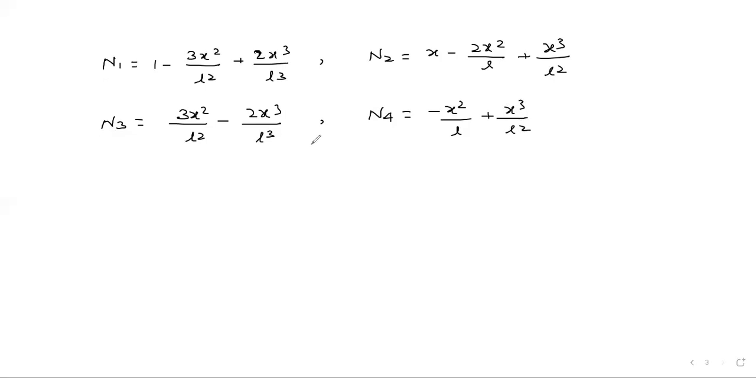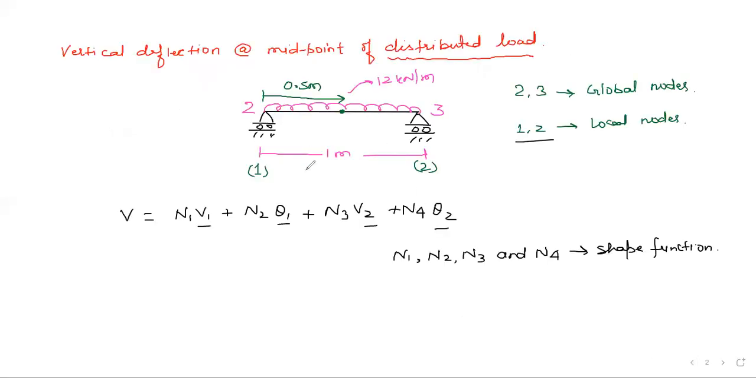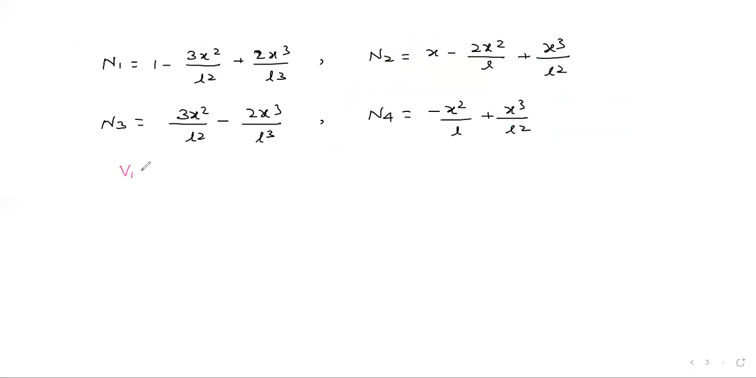Now we will apply the boundary conditions. What are they? We already know that V1 and V2 are 0, because there is no vertical displacement at node number 1 and node number 2. So V1 is equal to V2 is equal to 0. That is the boundary condition, right?